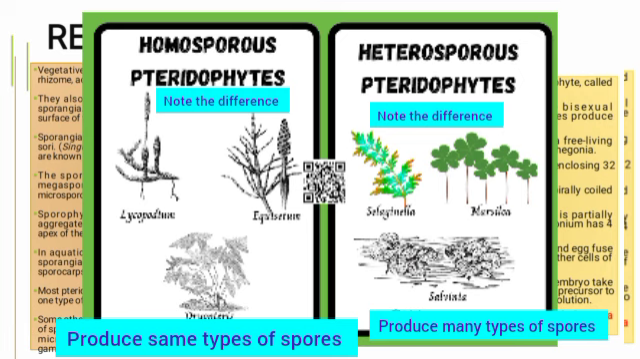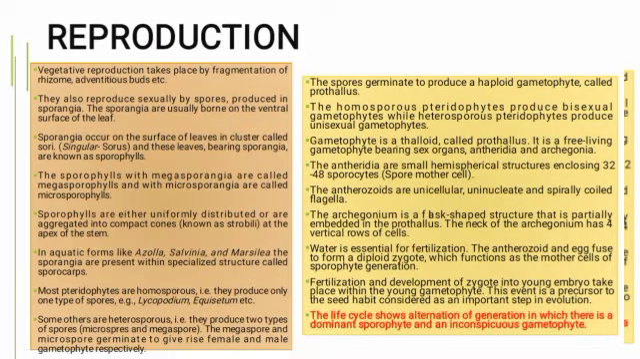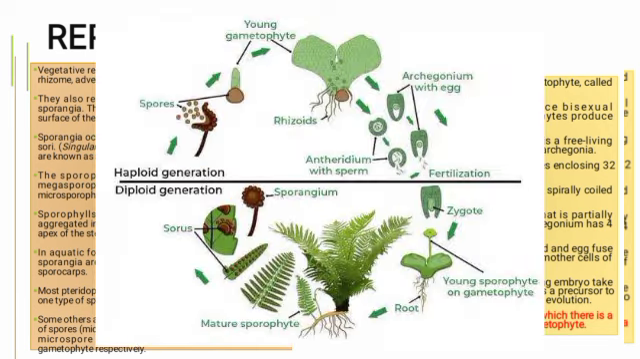Some others are heterosporous, producing two types of spores, the microspores and the megaspores. The megaspore gives rise to the female gametophyte, while the microspore germinates to give rise to the male gametophyte. The spores germinate to produce a haploid gametophyte known as the prothallus. Homosporous pteridophytes produce bisexual gametophytes, while heterosporous pteridophytes produce unisexual gametophytes. The gametophyte is a thalloid structure called the prothallus.